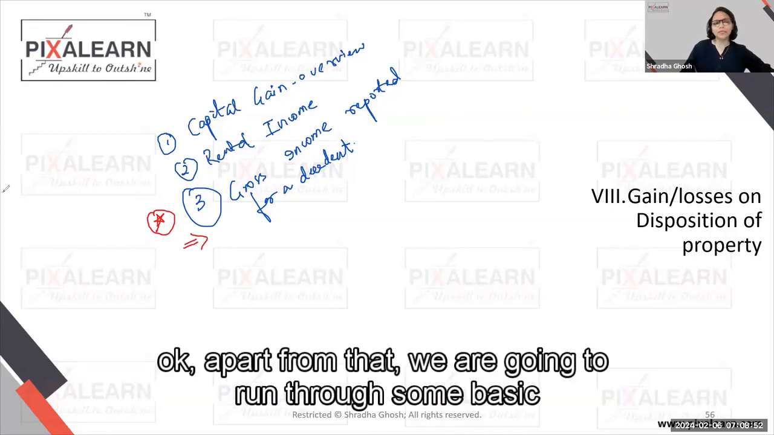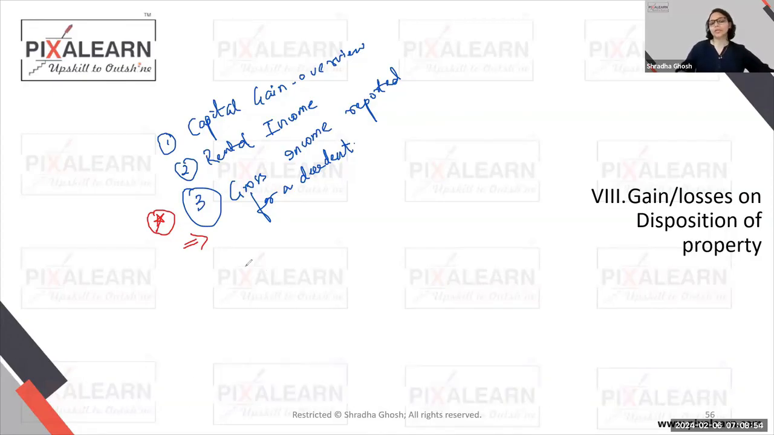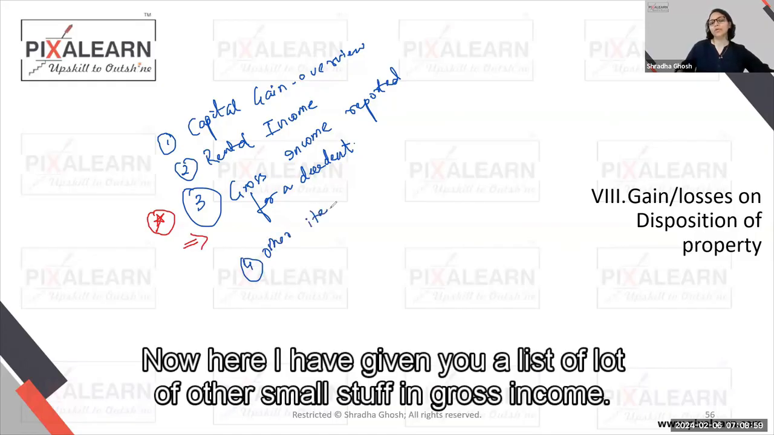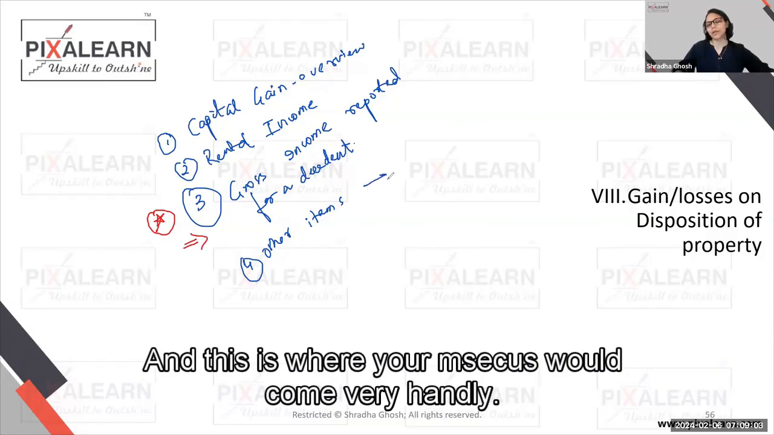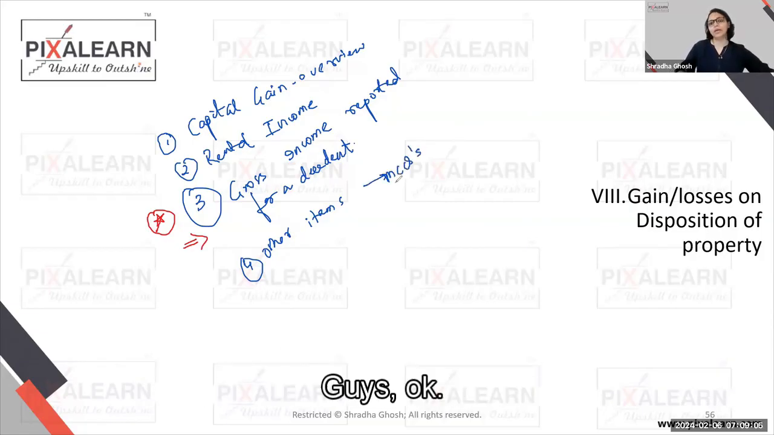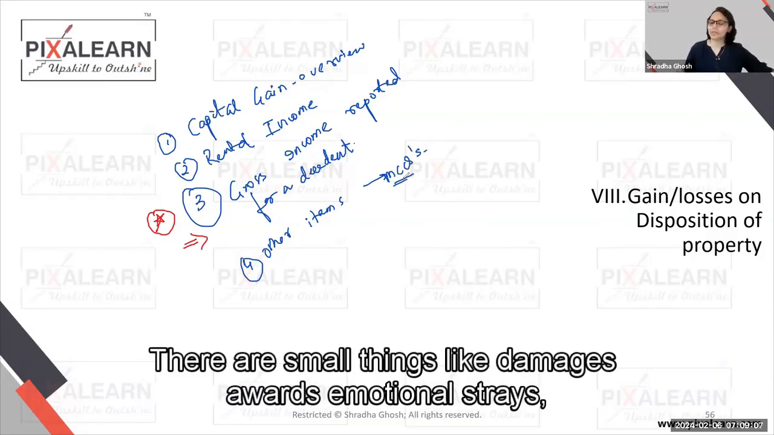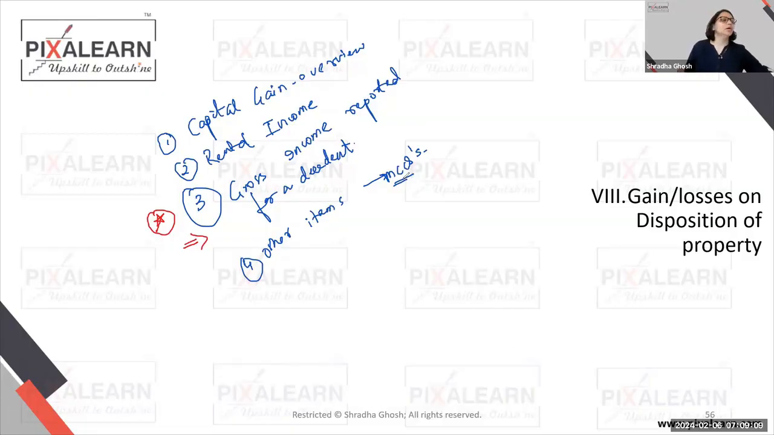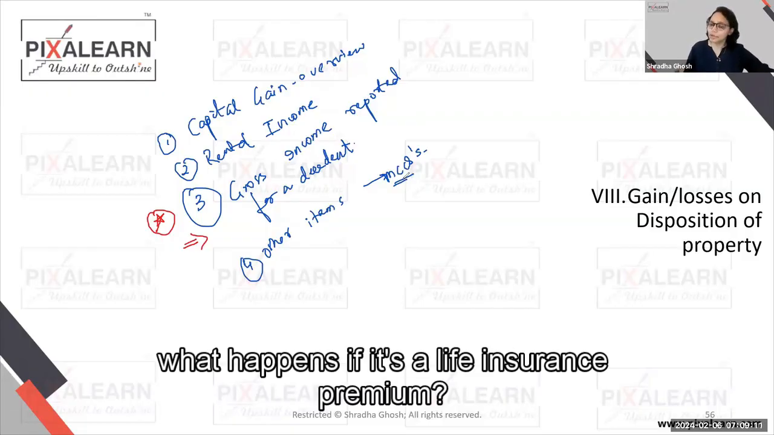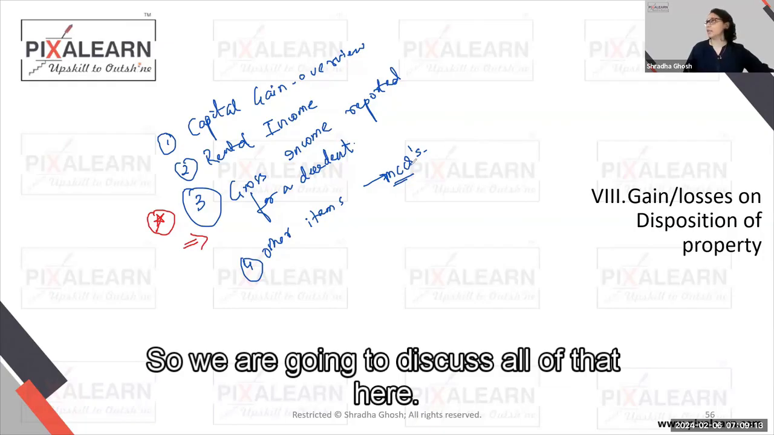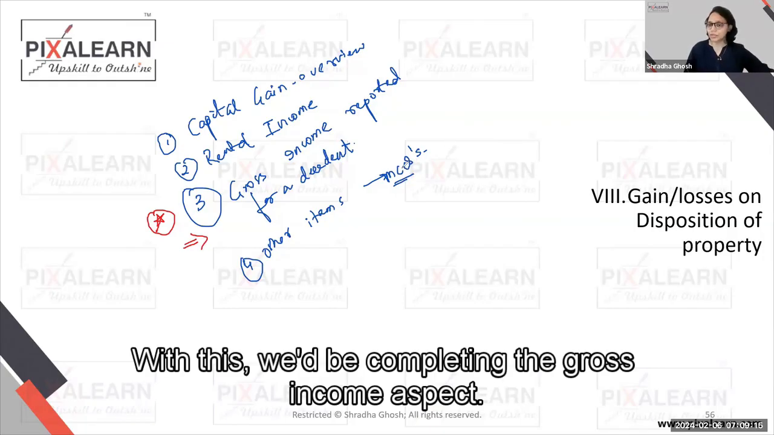Apart from that, we are going to run through some other basic items. Here I have given you a list of a lot of other small stuff in gross income, and this is where your MCQs would come very handy, guys. Okay. There are small things like damages, awards, emotional stress, what happens if it's a life insurance premium. So we are going to discuss all of that here. With this, we'll be completing the gross income aspect.